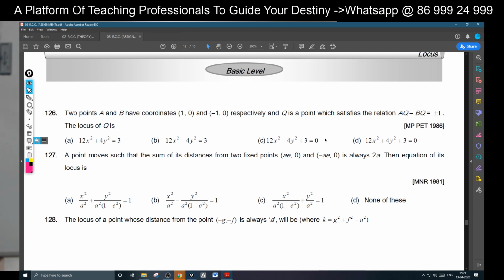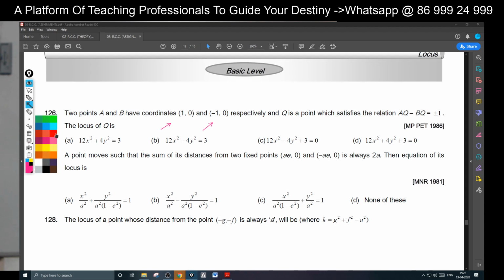Let me explain you first the meaning of it. There are 2 points here. One is (1, 0), other one is (-1, 0). And there is a variable point here which is very important for us, because its locus is to be found out by us. So what is that you have to understand? Q is a variable point here.